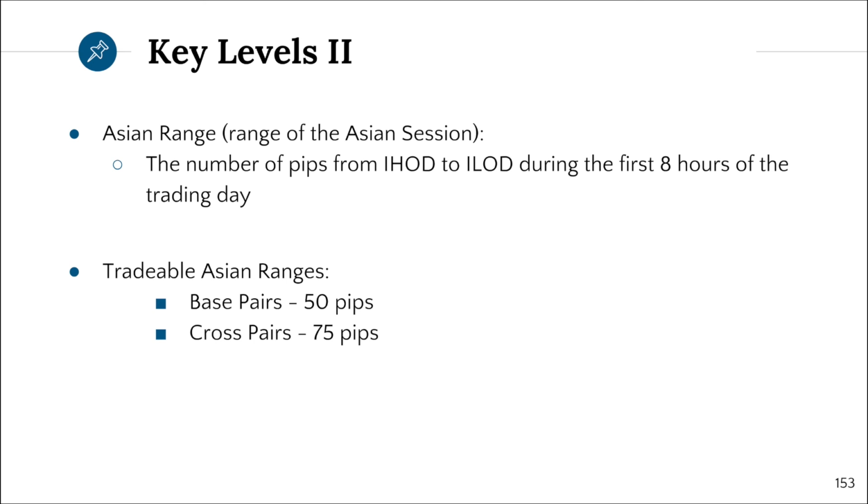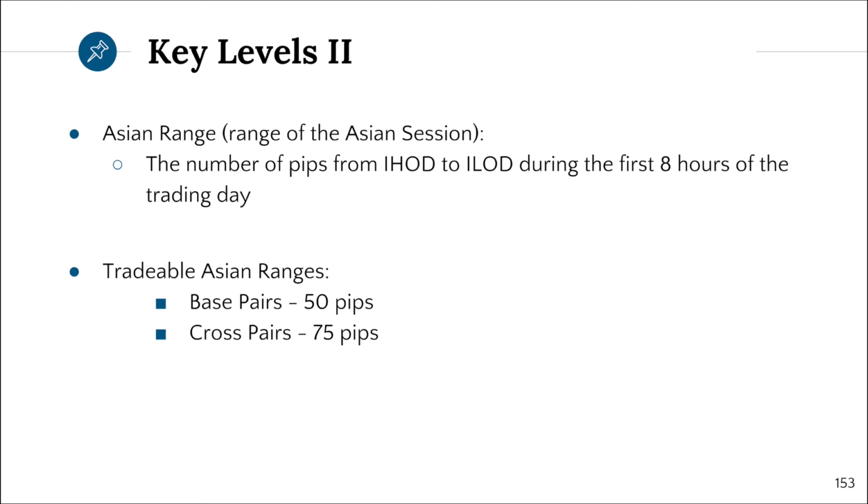One of the first things on the trader checklist is going to be, is the Asian range tradable? If you reference back to the earlier chapters when we talked about base pairs versus cross pairs, we're going to tie that together now with explaining to you that base pairs, you never want to trade if they have an Asian range value greater than 50. For any cross pairs, you don't want to trade them if their Asian range value is greater than 75.